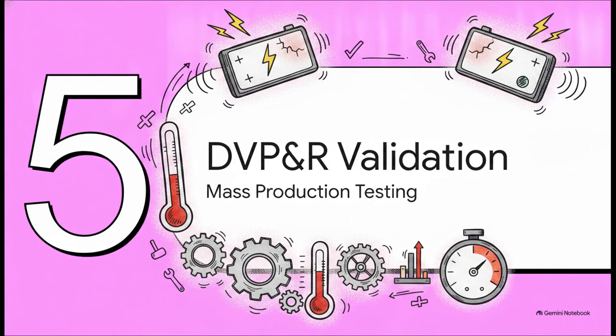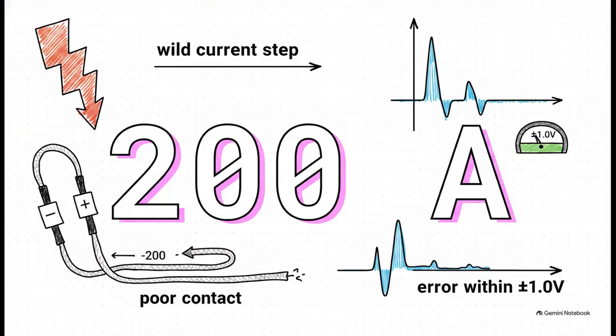And finally, Section 5, DVPNR Validation. This is the climax, the validation torture chamber, where we prove the engineering actually holds up. In the hardware-in-the-loop tests, they intentionally induce poor contact, and then just blast the system with brutal 200-amp current steps. Under this extreme stress, the dynamic compensation algorithm has to keep the residual errors strictly within plus or minus 1.0 volt. That proves the software absolutely cannot be fooled by high current artifacts.